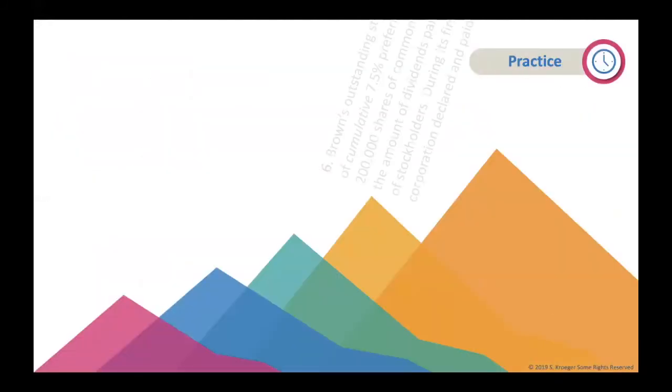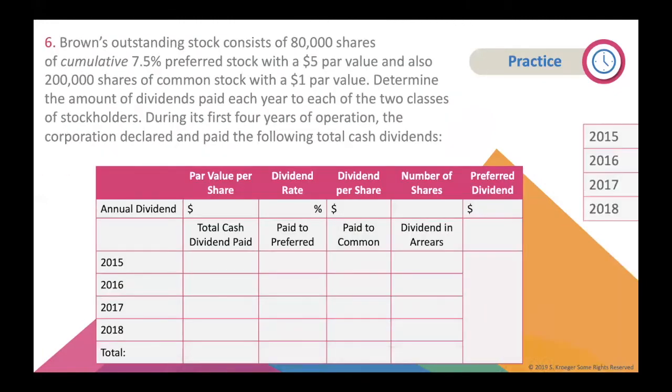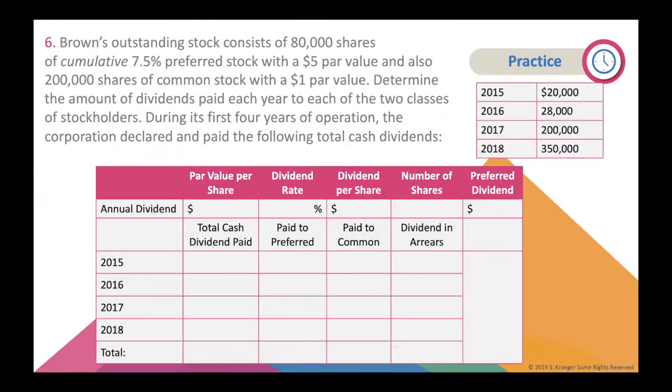Let's continue practicing preferred dividends. This time we will go a little further. This is problem number 6. Brown's outstanding stock consists of 80,000 shares of cumulative 7.5% preferred stock with a $5 par value, and also 200,000 shares of common stock with a $1 par value. Determine the amount of dividends paid each year to each of the two classes of stockholders.